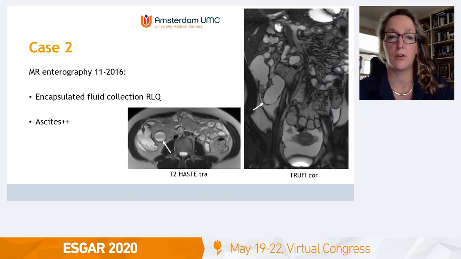So what we did at our hospital was an MR enterography in November 2016. And what you can see on the two images I have put in is an encapsulated fluid collection, as seen on the ultrasound, in the right lower quadrant. You can see it on the axial and the coronal image indicated by the white arrow. And also there's indeed a lot of ascites.